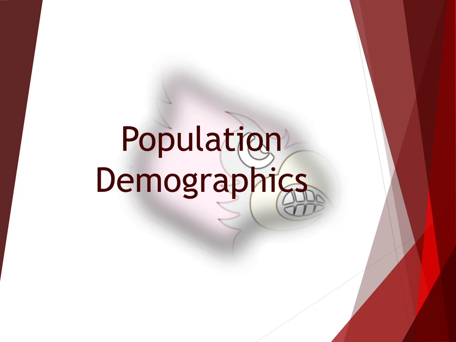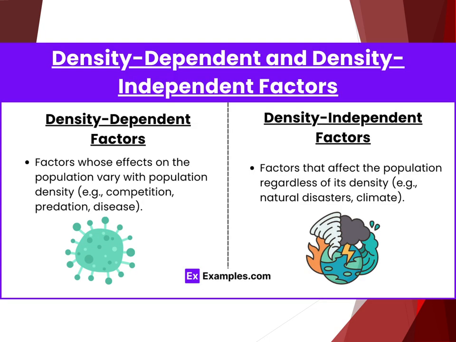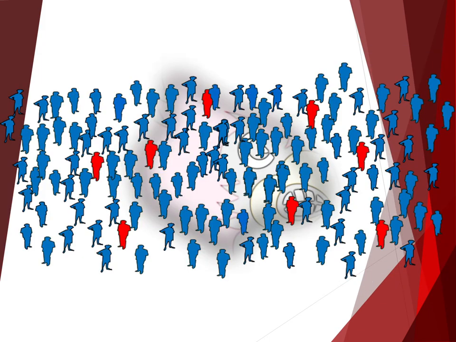Population demographics. Population demographics vary due to both density-independent factors and density-dependent factors. Density-dependent factors affect populations more as the population density increases. Competition for resources becomes more intense as density increases. The resource availability is an example of a density-dependent factor.